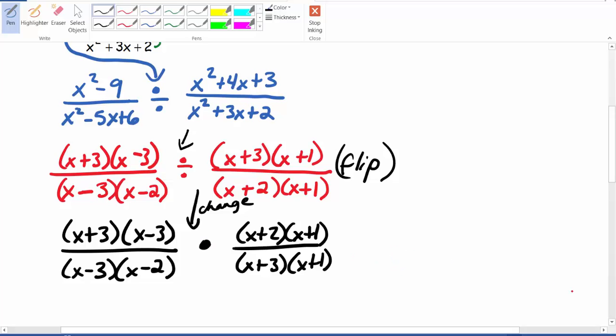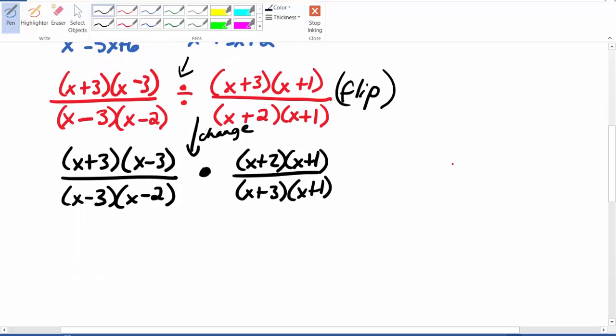So now we are in a position where we can go ahead and cancel some things out. Looks like we can go ahead and drop out this x minus 3 on top and this x minus 3 on the bottom. It appears that the x plus 1 can also be dropped out. One's on top, one's on bottom, and including also the x plus 3. There's one on top, one on bottom. So the only thing left over would come out to be that x plus 2 divided by that x minus 2.